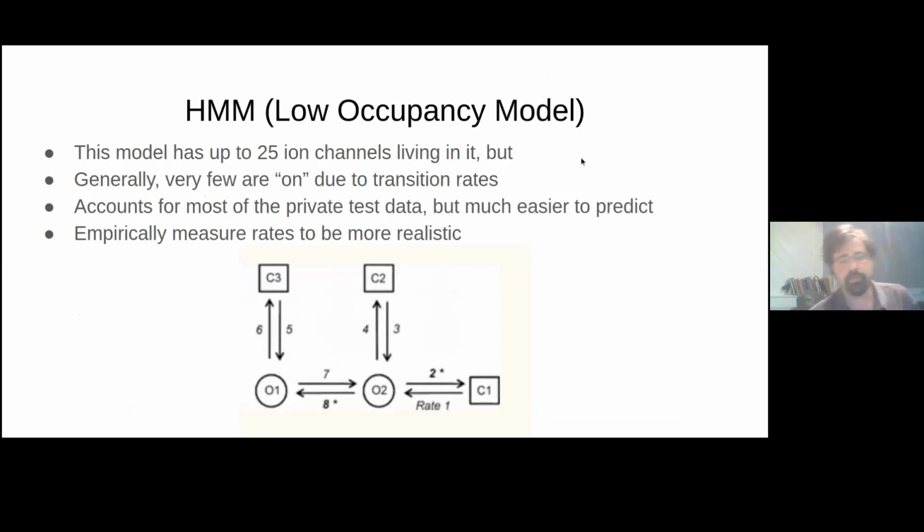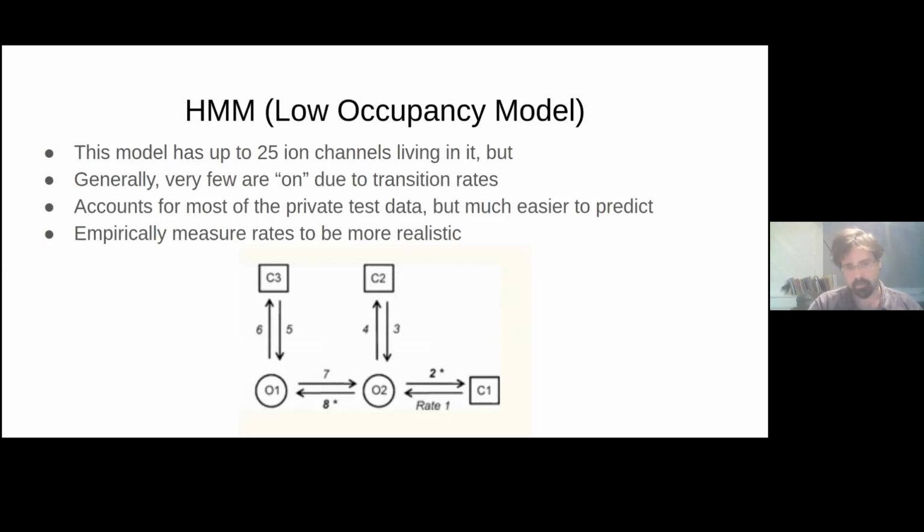Okay, so we also had the low occupancy model. This was for some of the data. If you go into the GitHub code, this MATLAB code that they used to make the data, this model actually has 25 ion channels living in it. It's called low occupancy though, because the rates going into the open state are very low, and the rates going out of the open states are very, very high.